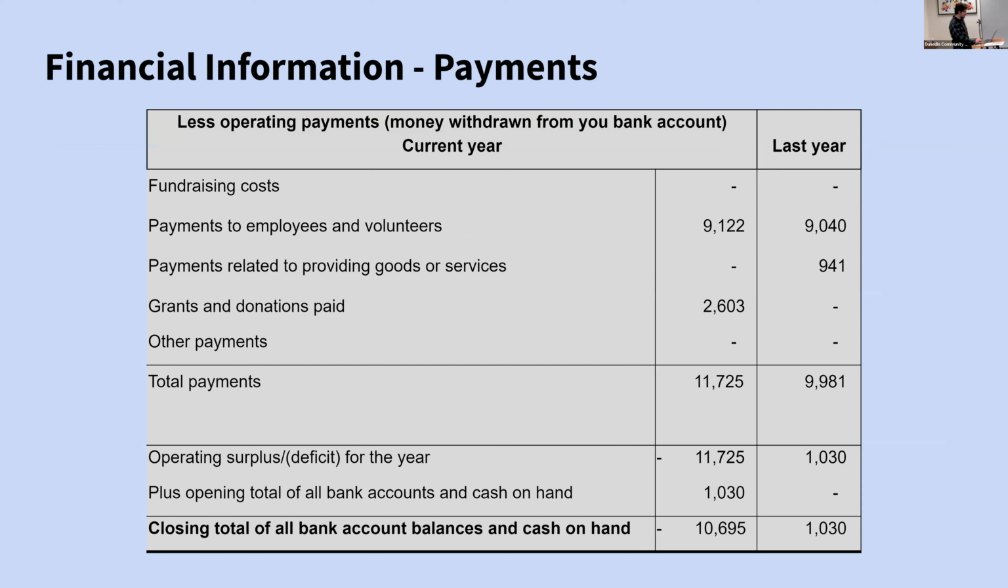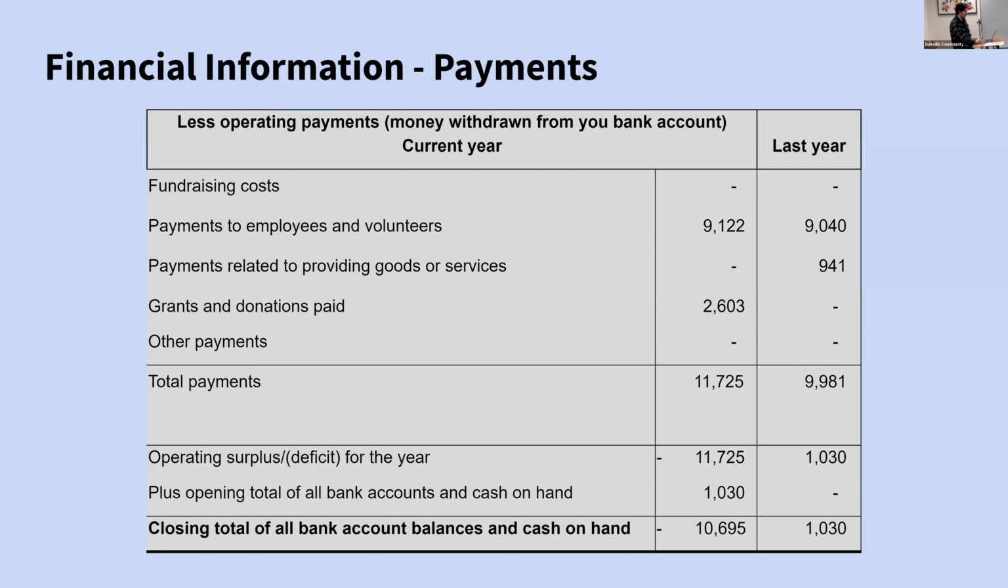Payments to employees and volunteers is stuff like payments made to compensate individuals working for the organization, whether they're an employee or a volunteer, or reimbursing volunteer travel costs. Payments relating to providing goods or services are things like costs associated with delivering organisation services or producing goods sold. For example, supplies, materials, contractor fees, utility bills.